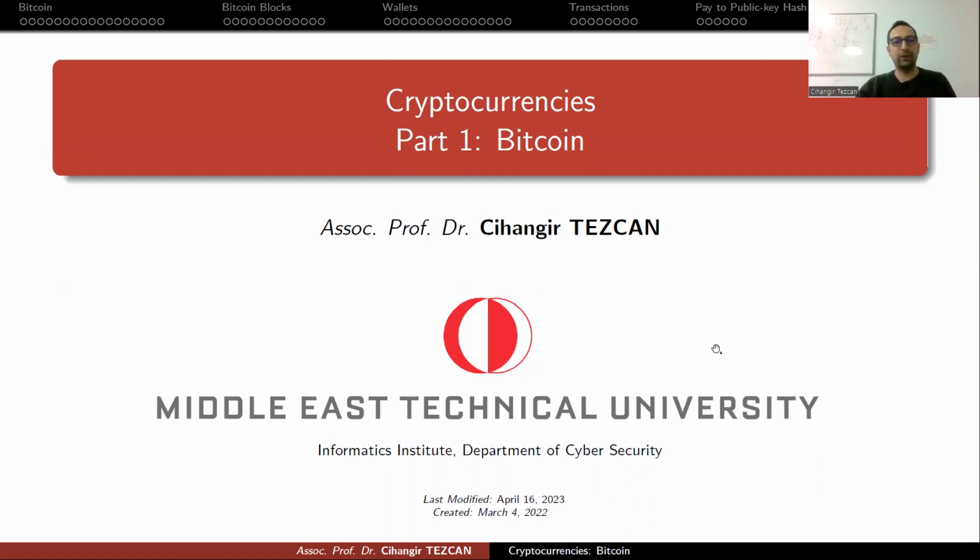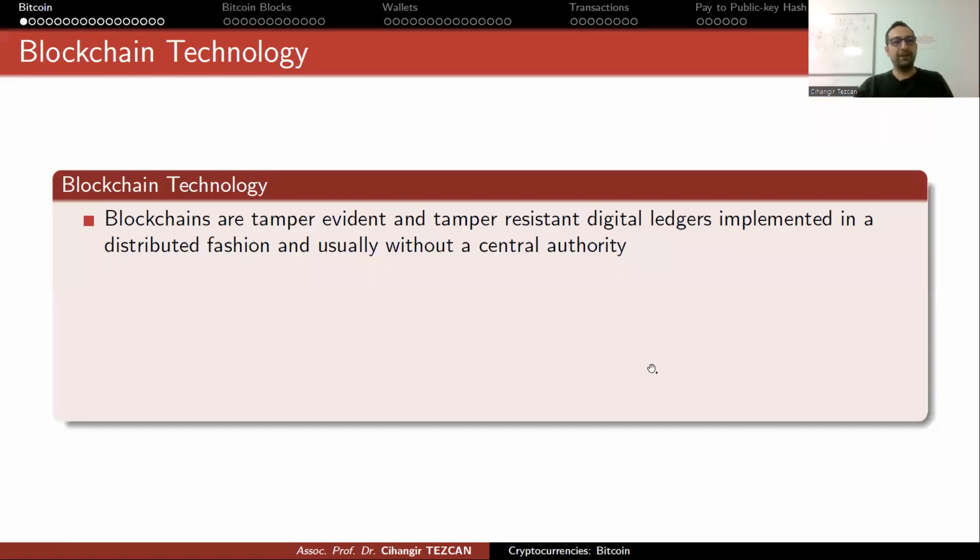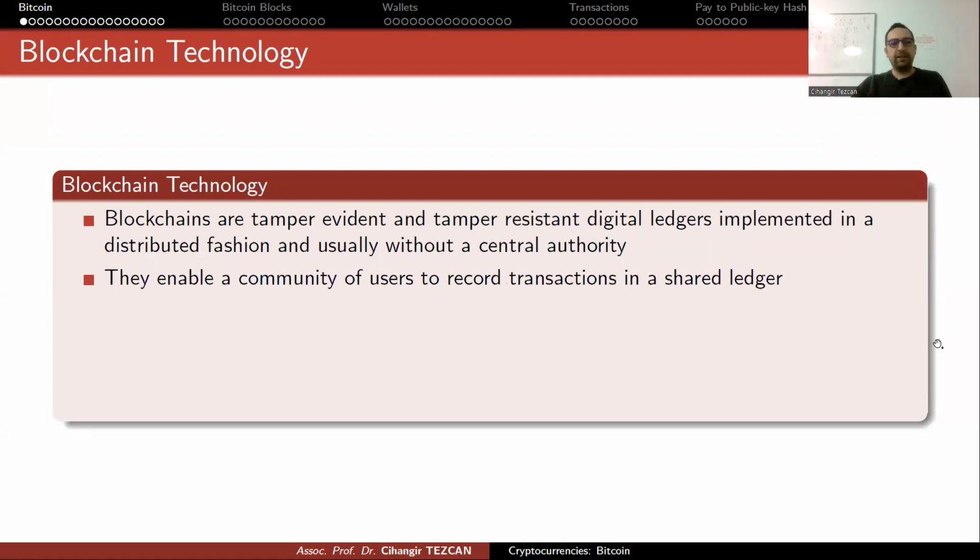So this is the definition of alternative cryptocurrencies. So let's start with basic definitions that we have already talked about before. Let's remember them. Blockchains are tamper-evident and tamper-resistant digital ledgers implemented in a distributed fashion and usually without a central authority. And in cryptocurrencies, most of the time we don't have a central authority. Sometimes we have some non-profit organization that actually regulates that cryptocurrency.